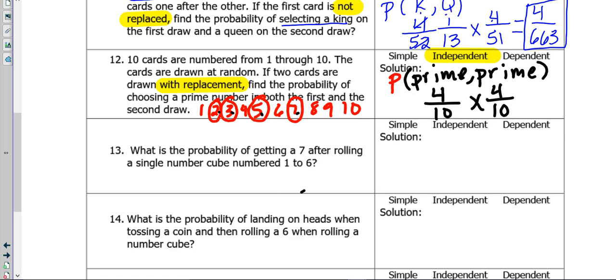But check it out. We're going to simplify. We're going to make those numbers smaller, or the fractions are still the same quantity, but the numbers that they represent are smaller. So 4/10 is the same as 2/5. 2/5. And then we're going to multiply across. 2 times 2 is 4. 5 times 5 is 25. So the probability of getting a prime and then another prime number with replacement is going to be 4/25.